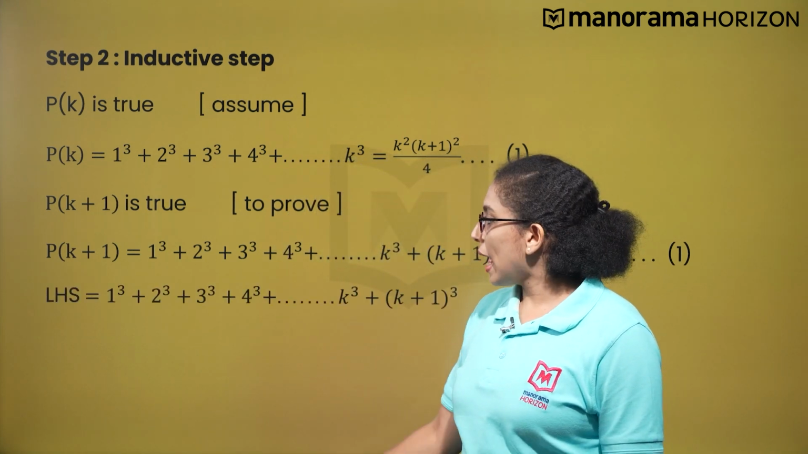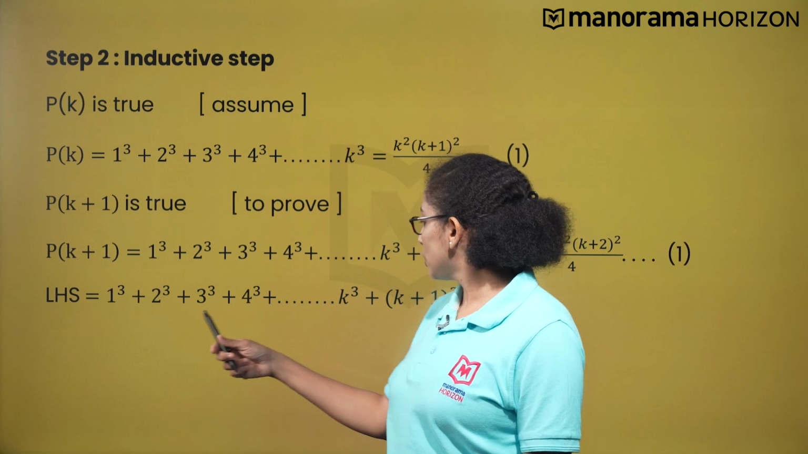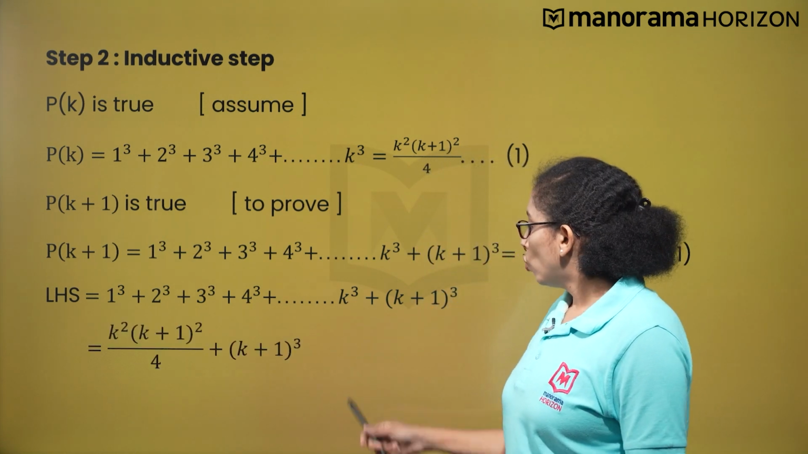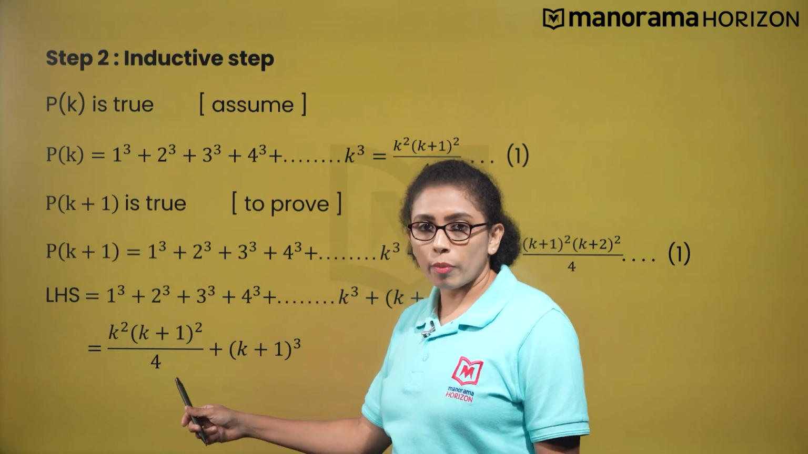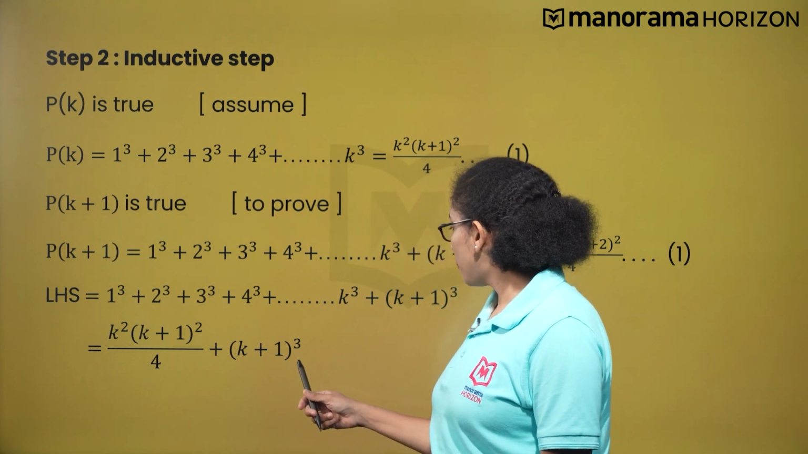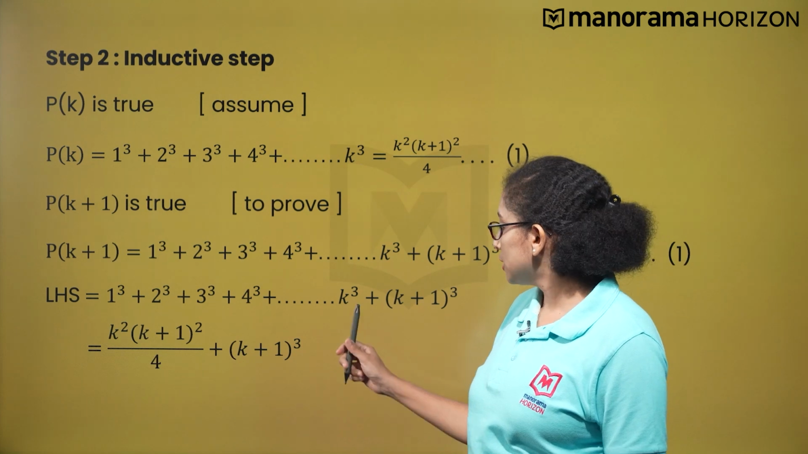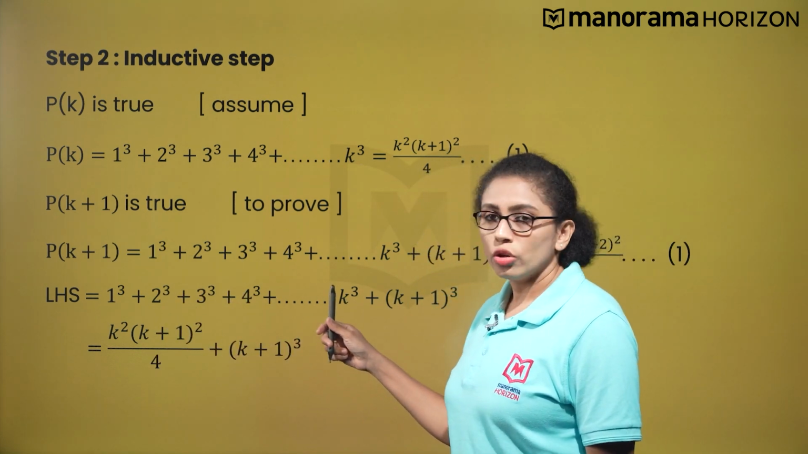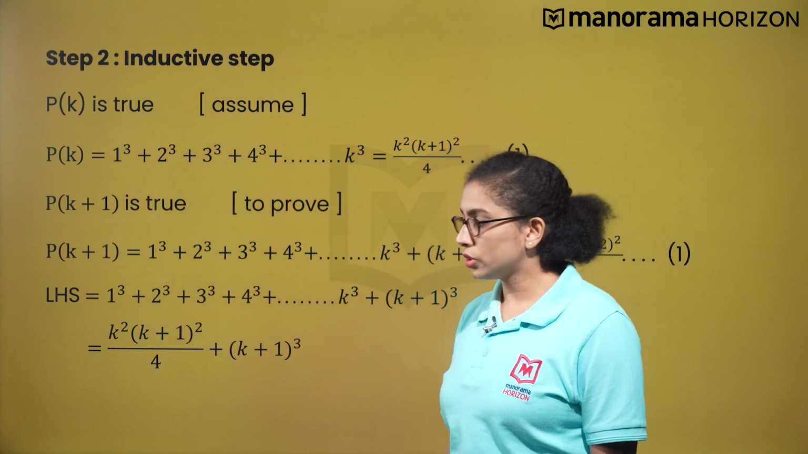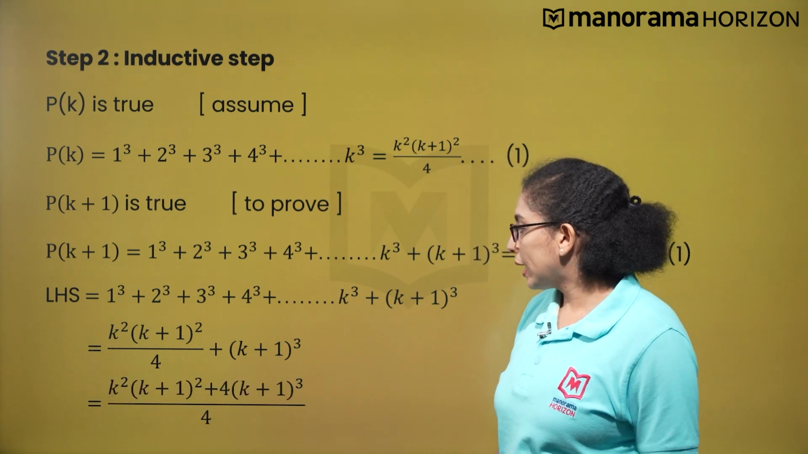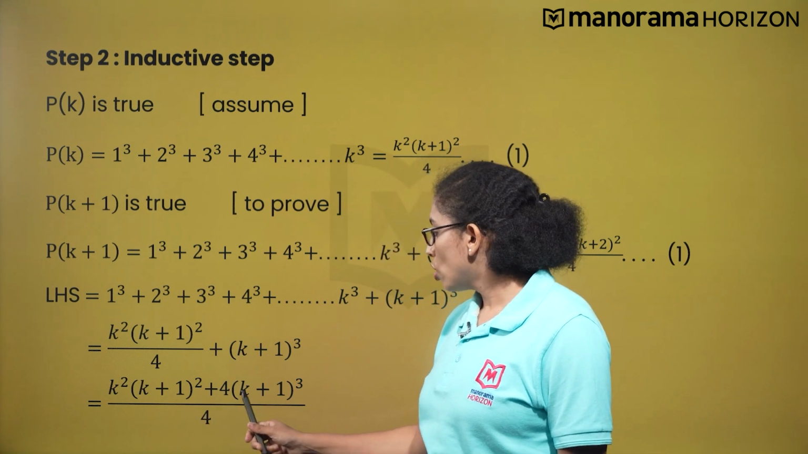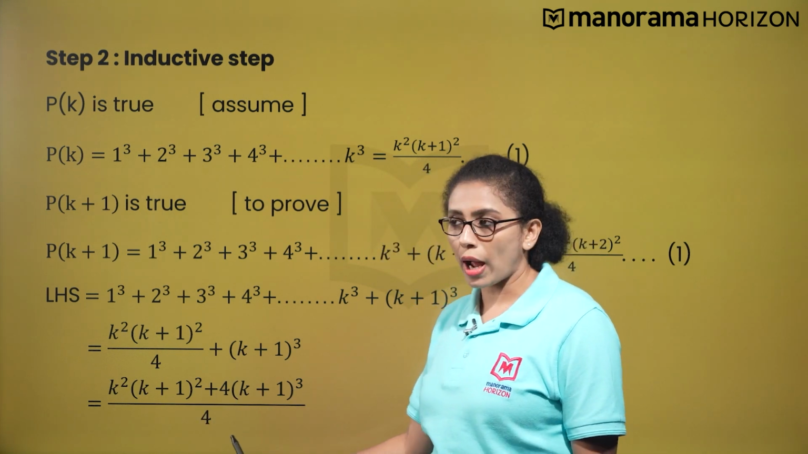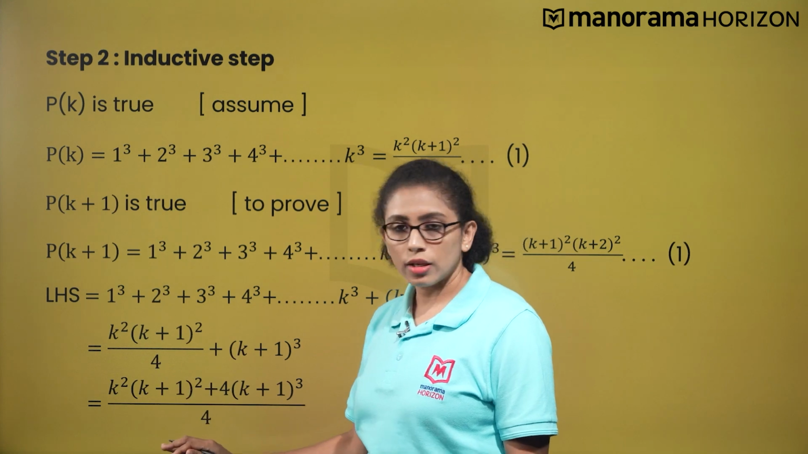Now, taking the LHS, we have k square into k plus 1 the whole square by 4 plus k plus 1 the whole cube. This is actually the sum of cubes of first n natural numbers, right? Now, again, cross multiplying, we get k square into k plus 1 the whole square plus 4 into k plus 1 the whole cube by 4. We get the LHS like this.